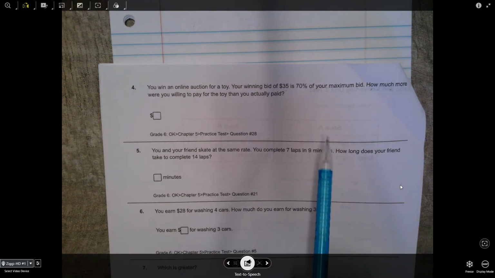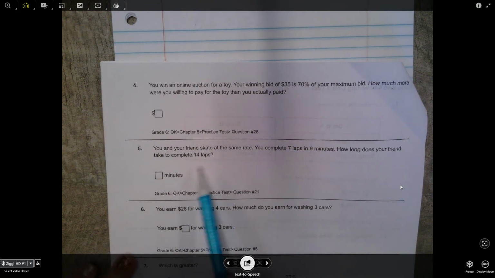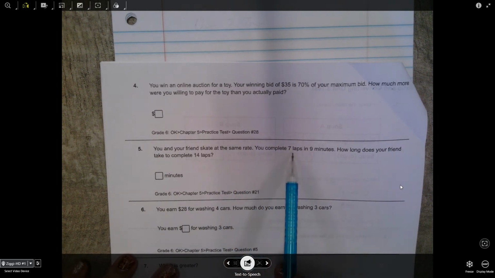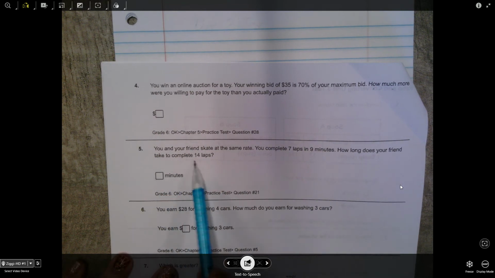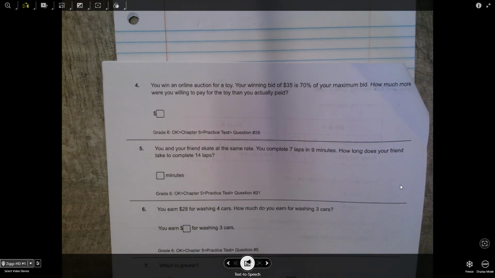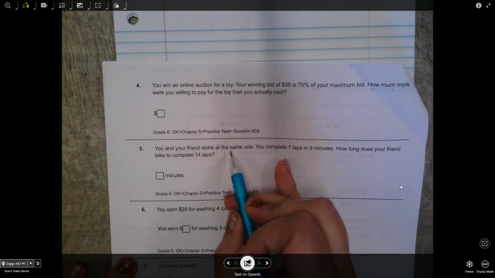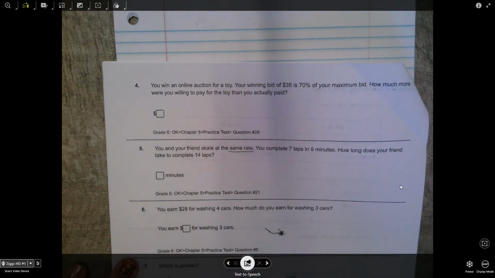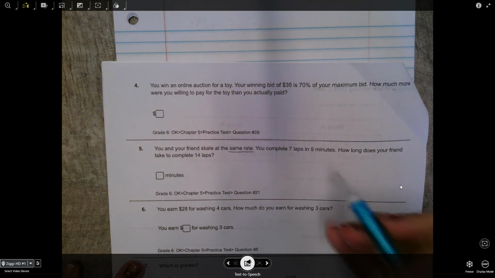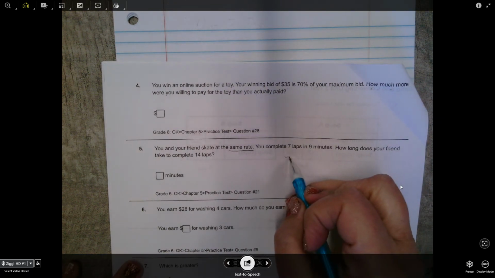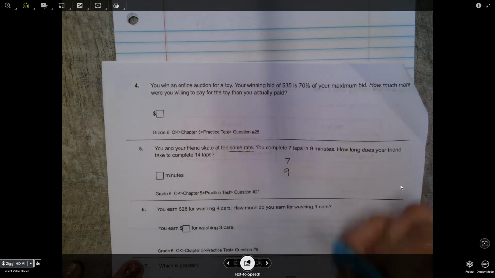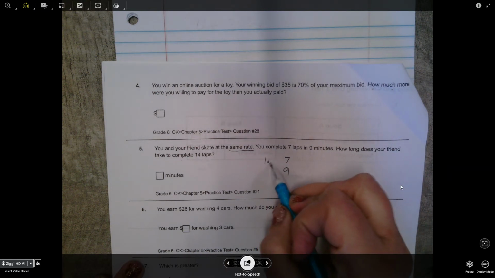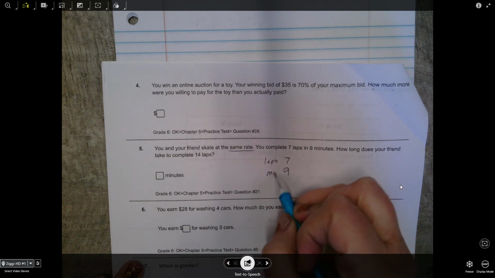It's a multi-step question. You and your friend skate at the same rate. You complete 7 laps in 9 minutes. How long does your friend take to complete 14 laps? Well, you all skate at the same rate. You complete 7 laps in 9 minutes. This would be laps. This is minutes.